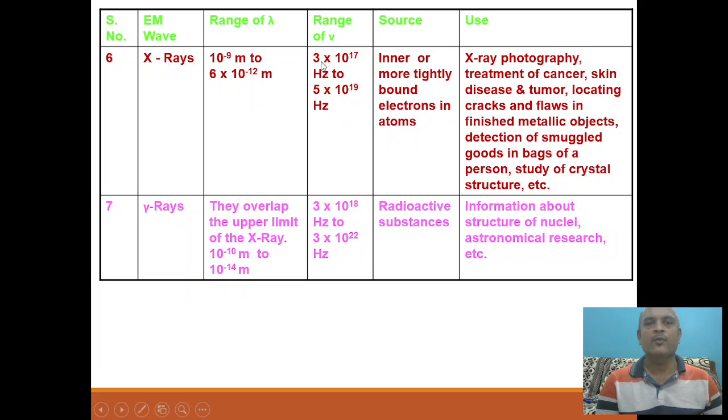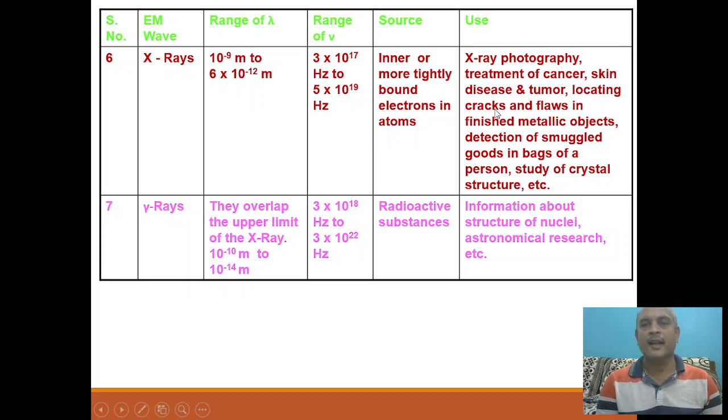So we get very small harms from UV rays, but we should be cautious with X-rays and very cautious with gamma rays. X-rays can harm us definitely, but they are used in medical fields for a few nanoseconds to give us X-ray photography, treatment of cancers, that is called radiotherapy, skin diseases, tumors, and locating cracks and flaws in finished metallic material and objects.